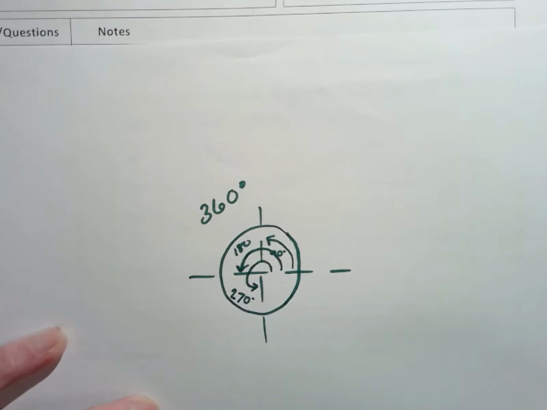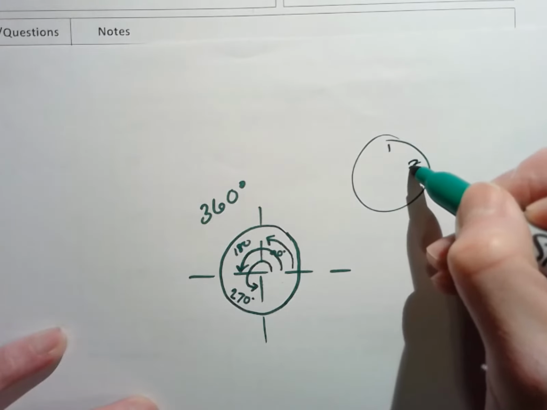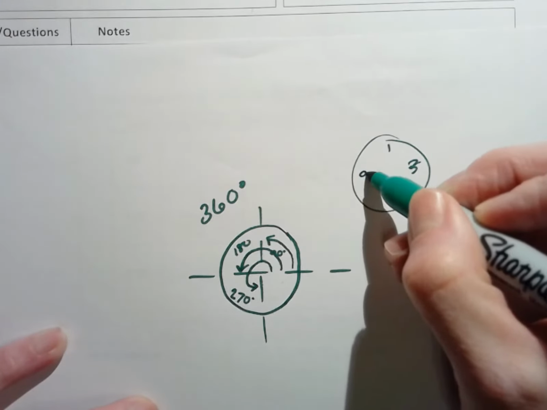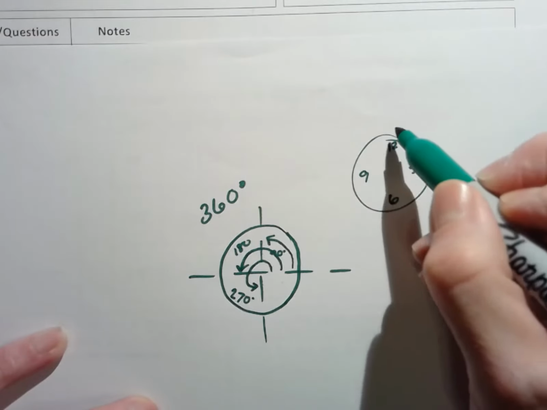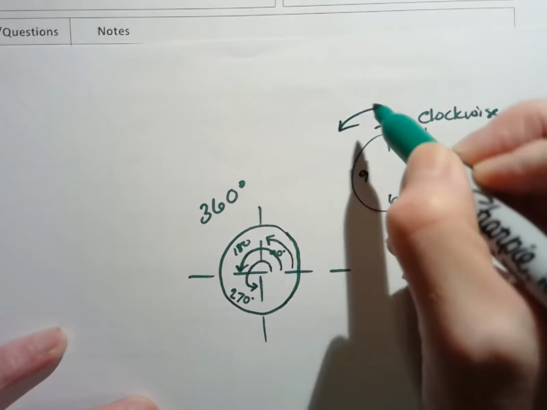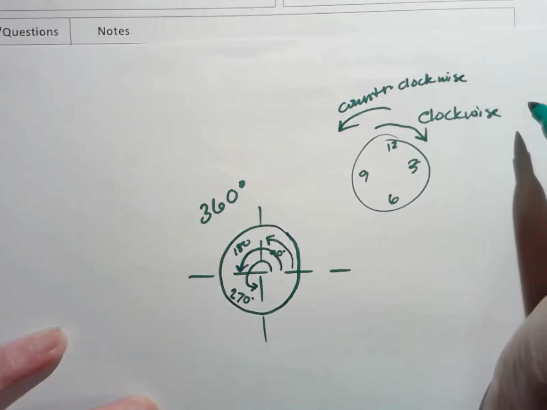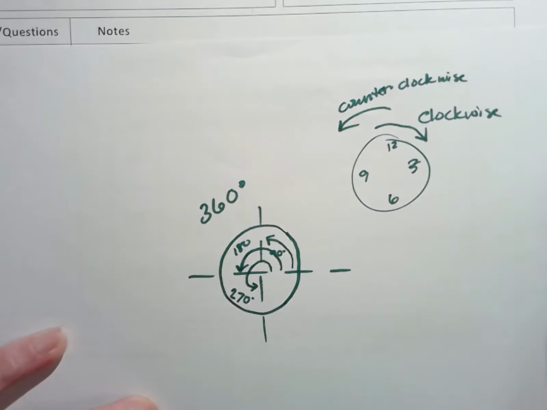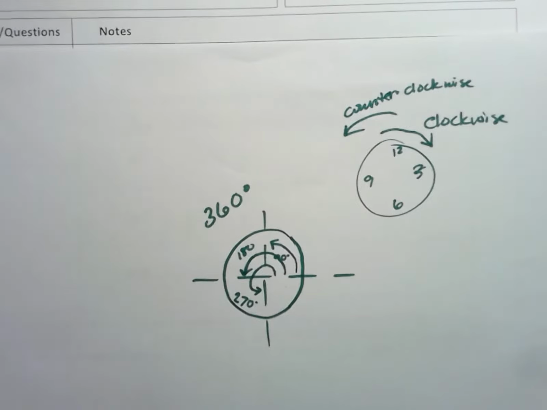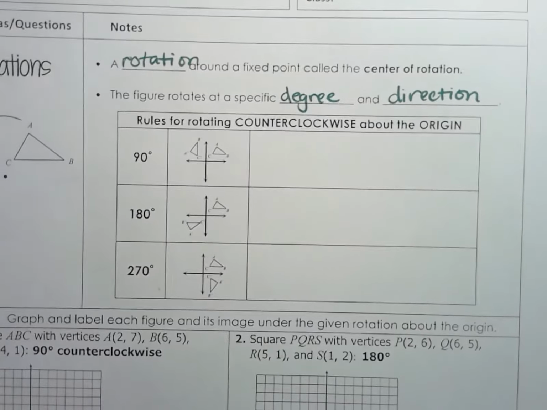Clockwise, counterclockwise. If you have a clock, to the right is clockwise. To the left is counterclockwise. So if you're ever confused about clockwise or counterclockwise, you look at a clock. Those are two review pieces of information that we're going to need to know for the next part here.